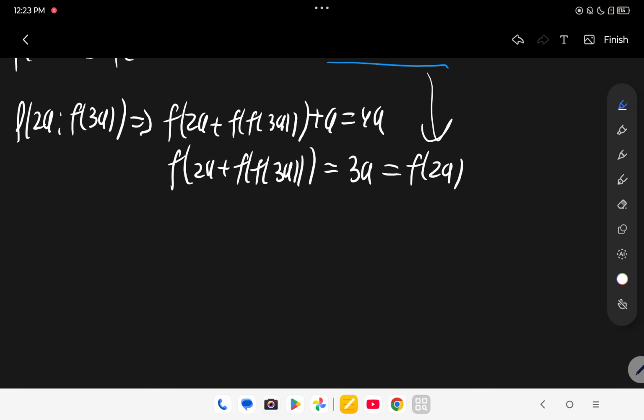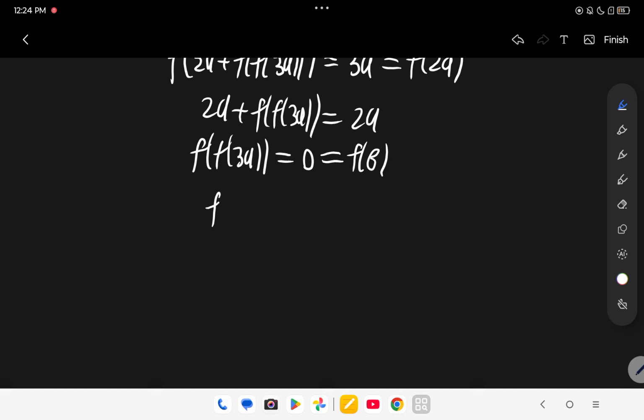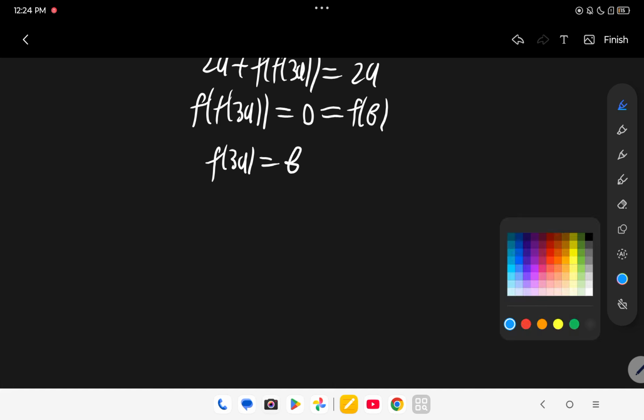So since f is injective, we get that 2a plus f(3a) equals 2a, which is the same as f(3a) equals 0. But we know that b is also 0. And since f is injective, we get that f(3a) equals b. Okay, just keep this in mind. We will use this in the future.